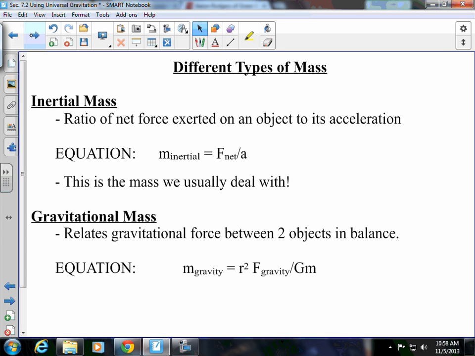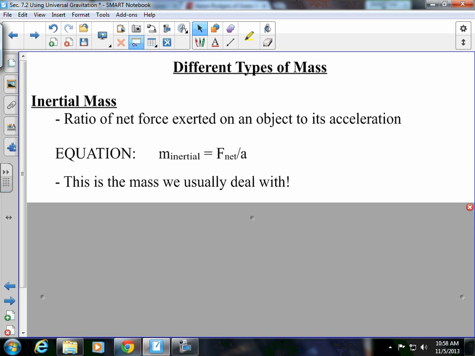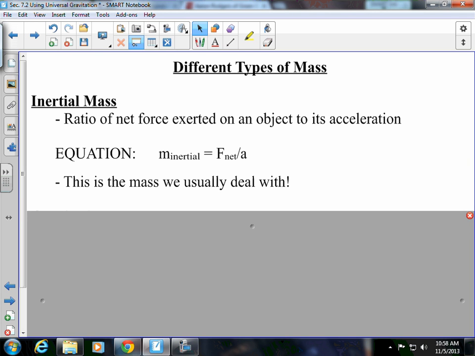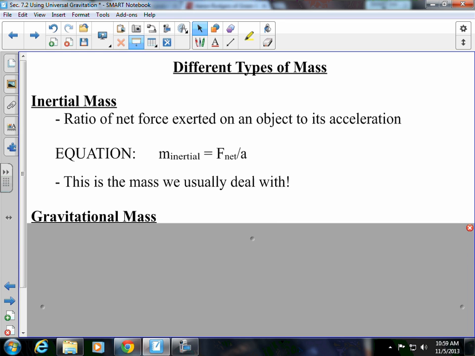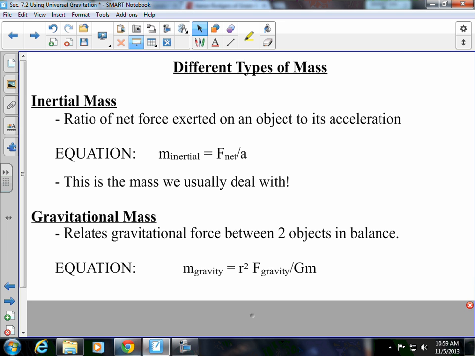We talk about different types of mass. We have inertial mass and we have gravitational mass. And really, don't get caught up in this. You're not going to use these equations too often, so you can write them down, but you'll probably use them very little in comparison to the other ones we've talked about. Inertial mass: force is equal to mass times acceleration. So if you solve for mass, mass is equal to F net divided by acceleration. And gravitational mass is that.